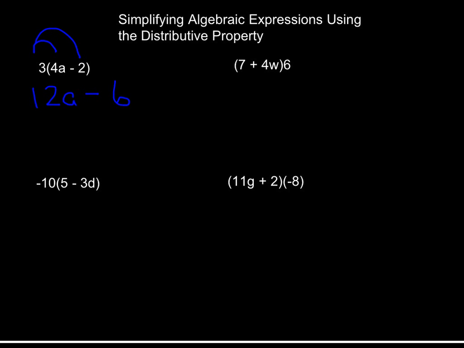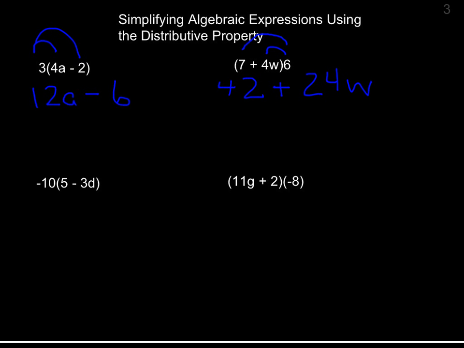In the next example, remember the commutative property. It doesn't matter where this factor is. I can change the order, still get the same answer. So now my factor outside the parentheses is at the end. I can multiply 6 times 7, and I get 42, plus, bringing down that addition sign, 6 times 4w is 24w.